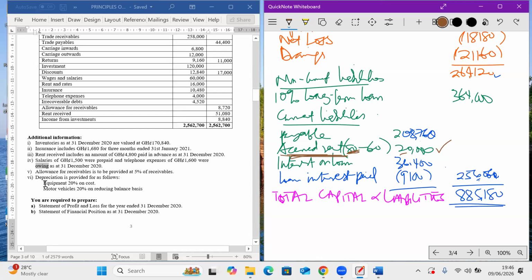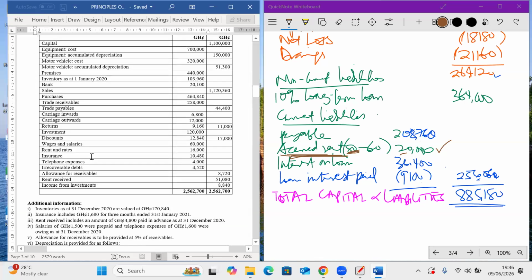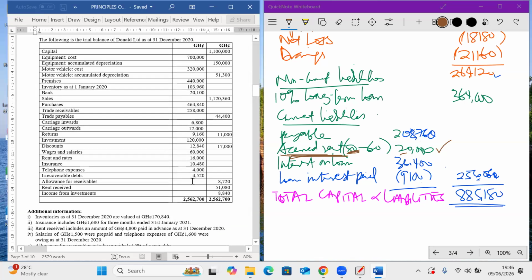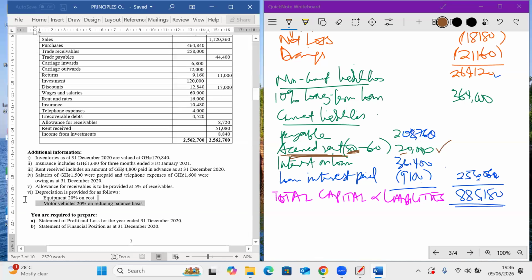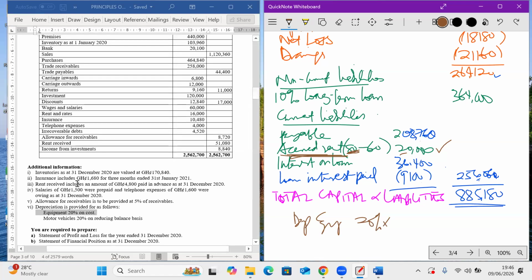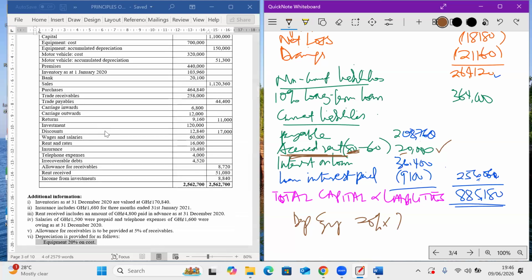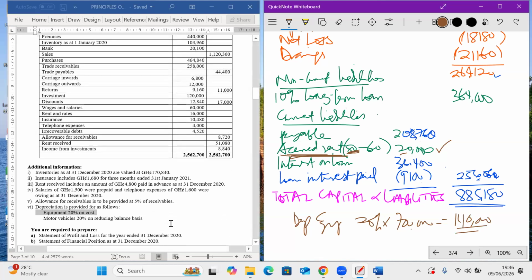Depreciation. You compute on the equipment and the motor vehicle. On cost means you multiply 20% times the cost of the equipment. That's straightforward. So the cost is 700,000. Equipment on cost means I'm talking about this side. You just say equipment depreciation, you say 20% times the cost. What's the cost? 700,000, that's it. Which will give you about, is it 140,000 or so? That's it. But if it's reducing balance, we'll solve around reducing balance for you to see.